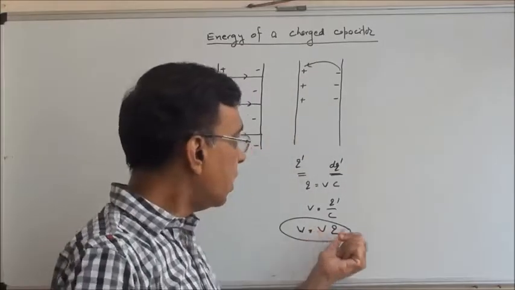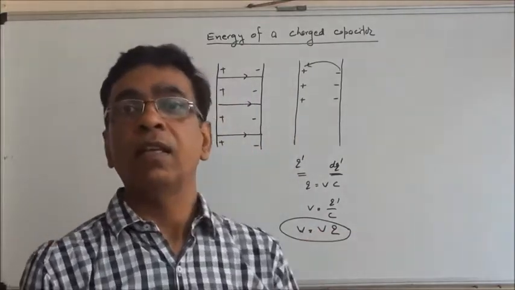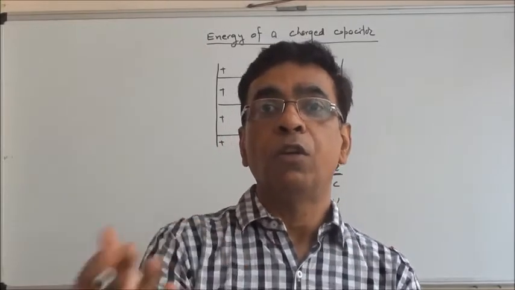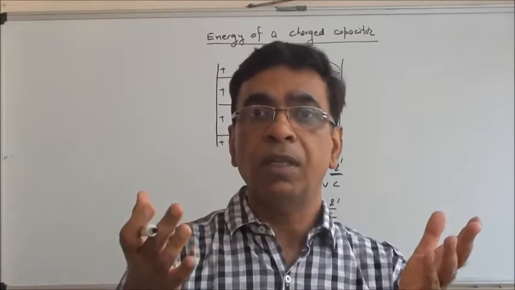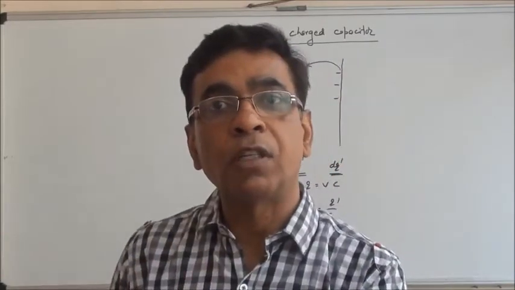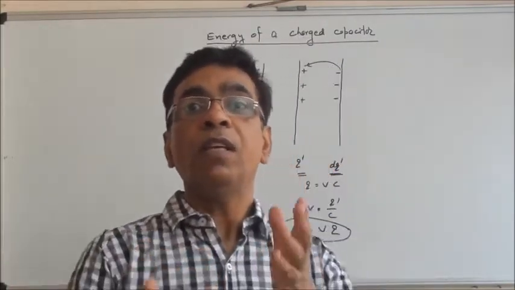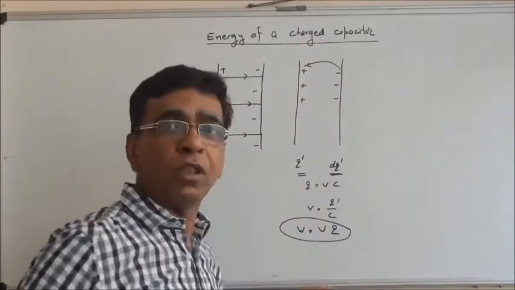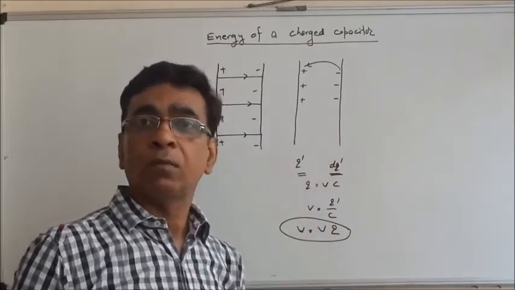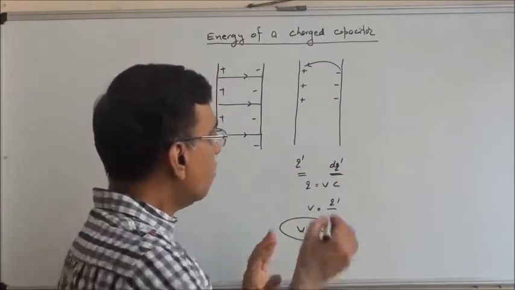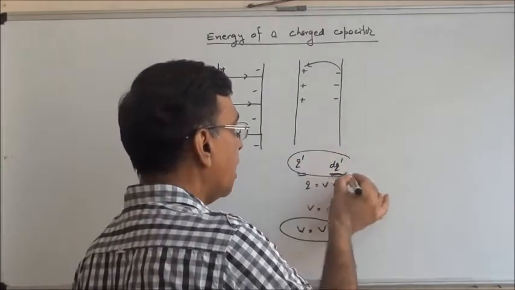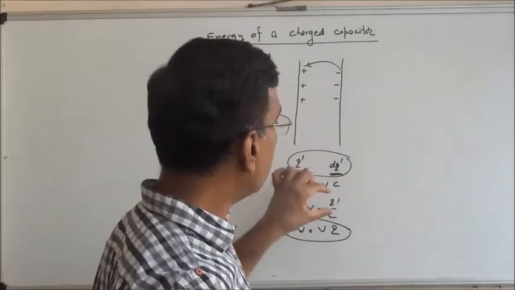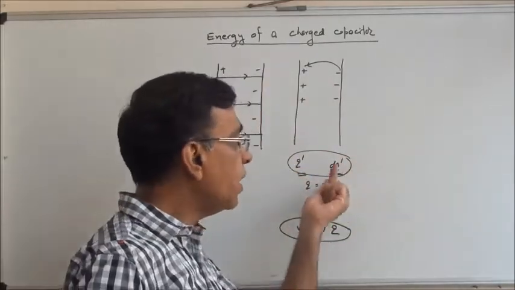So we can't simply multiply V and Q and say that the energy on the charged capacitor is V into Q, where Q is the charge on each plate and V is the potential difference applied. No, because V initially is 0 and gradually it keeps on increasing as more and more charge comes on this plate. So we will have to take it like this: at any moment, let us say when the charge is Q dash, the potential difference will be Q dash by C. Now we bring dq dash.